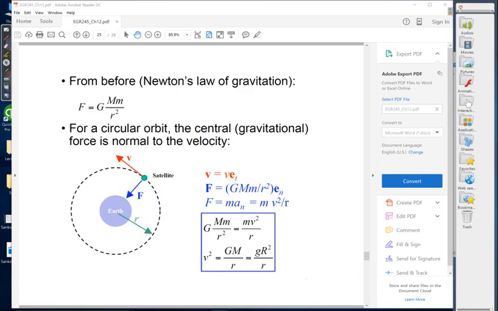On an exam, sometimes I get students that come up to me and ask me, well, I don't know what the mass of the Earth is. I don't know what the universal gravitational constant is. Can you tell me what those terms are?